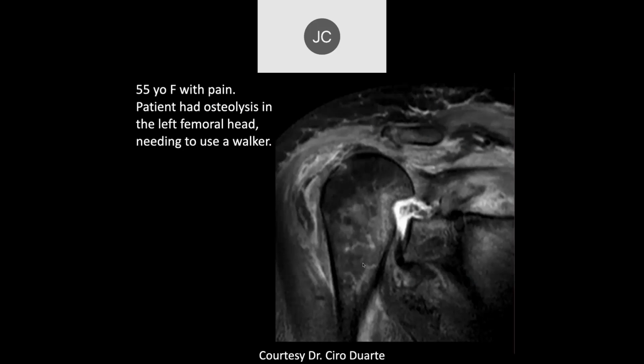Okay, so a 55-year-old had osteolysis in the femoral head. Needed to use a walker. So here, coronal view, looks like there's superior subluxation of the humeral head with remodeling of that acromion. Okay. Yeah, and some deformity there of that head neck junction.